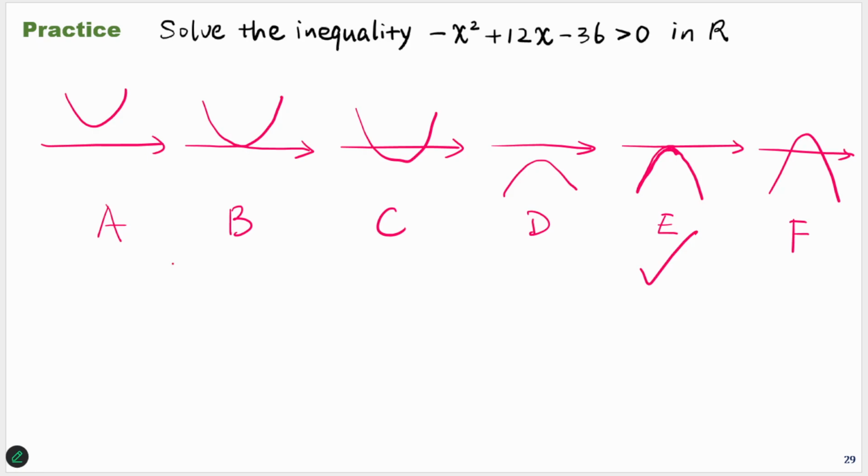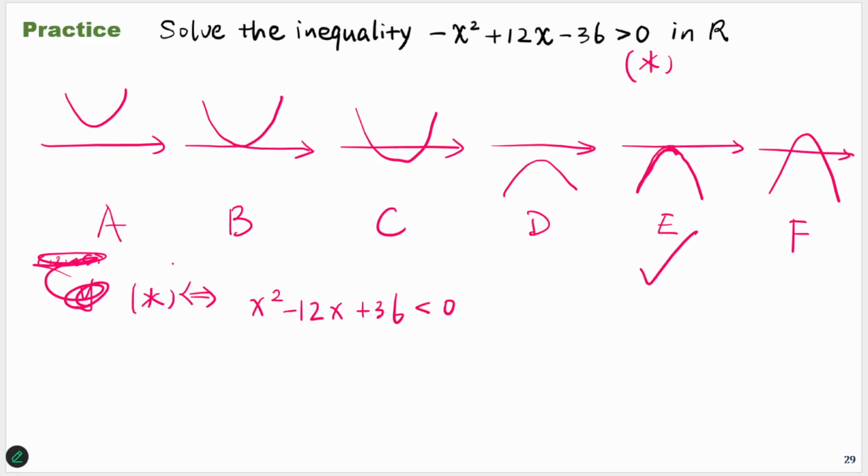This one, right? Yeah. Because we can consider the function, or you can simply factorize the left side. So if you call this star, then first, for me, I don't like negative leading coefficients, so we can multiply -1 to both sides. So this is equivalent to x squared minus 12x plus 36 less than 0, right? Yeah. So basically we want to solve this, and this can be factorized to x minus 6 squared less than 0.